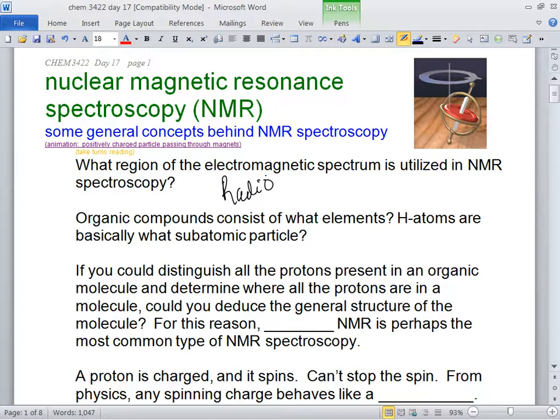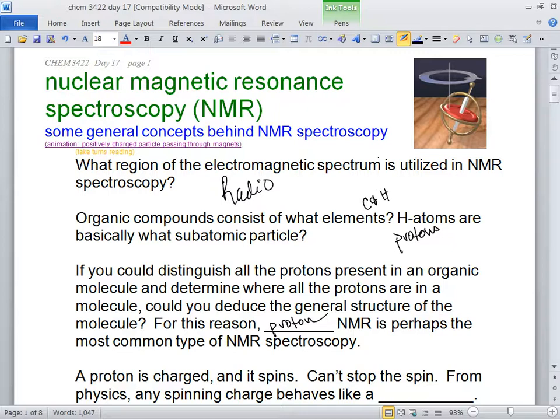Now, Alyssa. If you could distinguish all the protons present in an organic molecule and determine where all the protons are in the molecule, could you deduce the general structure of the molecule? For this reason, proton NMR is perhaps the most common type of NMR spectroscopy. Perfect. Okay, Andy.